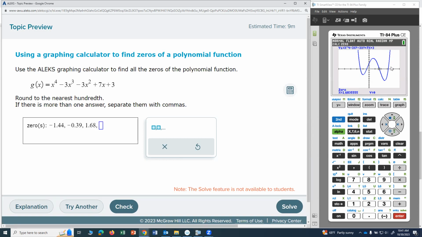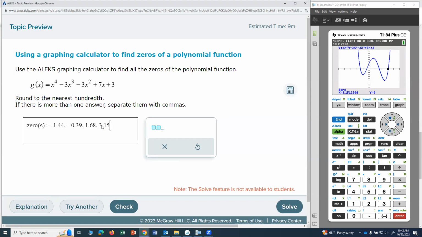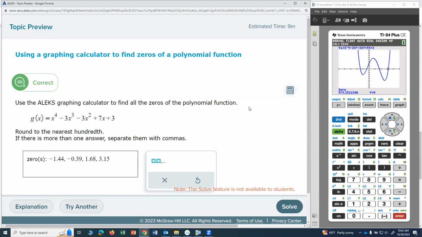And there's one more to go, we can see from the graph. So I'll go back to the second trace menu, select 0 again. Get a left bound and a right bound. And my fourth 0 is 3.15. So the key here is that you have to do this process for every single intercept individually. And when you're doing the Extrema, for each Extrema individually. But that's how you use the TI-84 to find local Extrema and zeros.